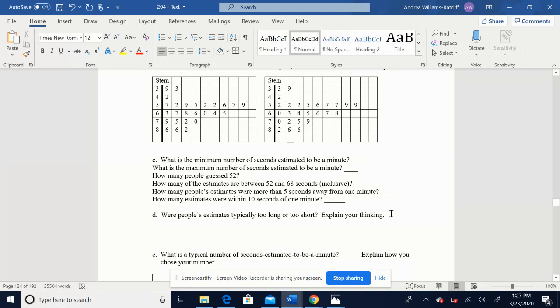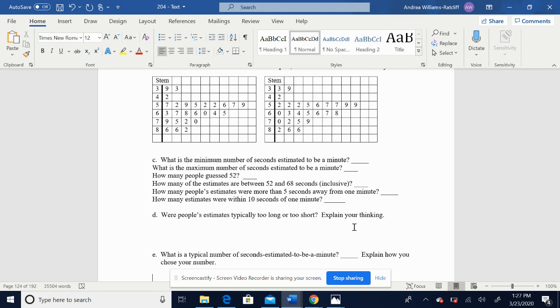How many of the estimates are between 52 and 68 inclusive? That does just mean includes 52 and 68. So that would be 1, 2, 3, 4, 5, 6, 7, 8, 9, 10, 11, 12, 13, 14, 15, 16. So 16 inclusive.